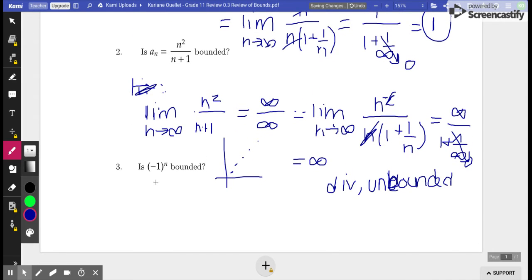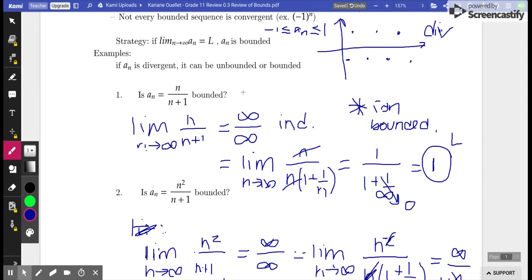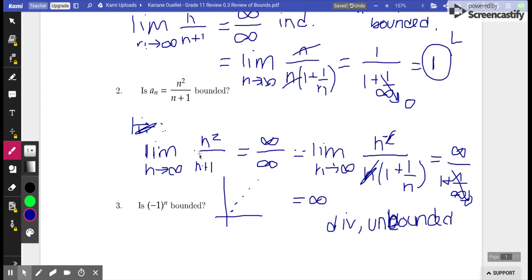All right, and the last one, (-1)^n, already discussed, and that is it for boundedness. So this is just basically your interpretation of the limits.